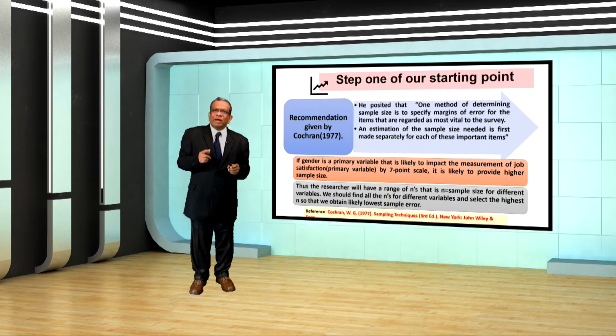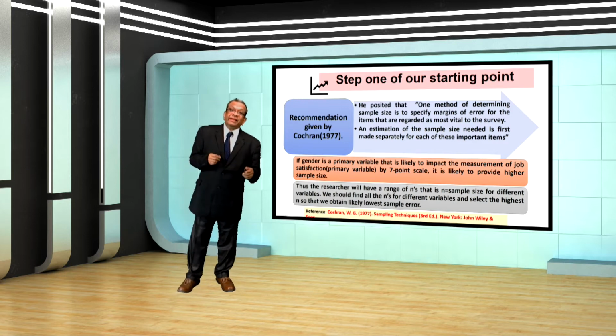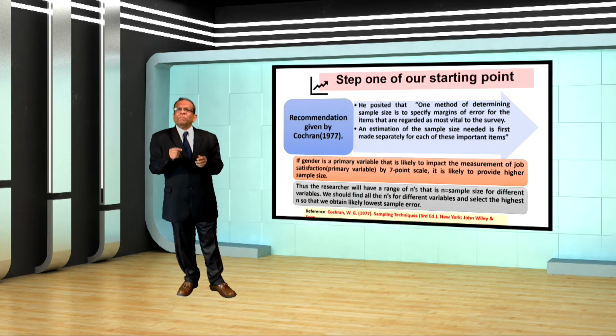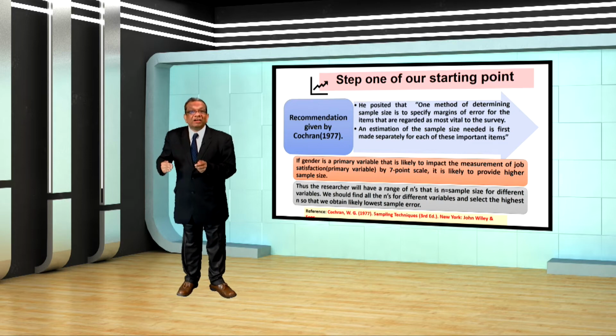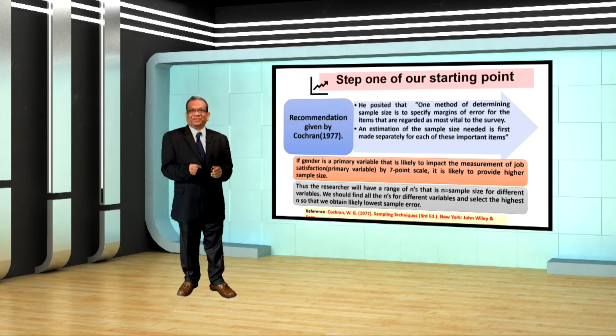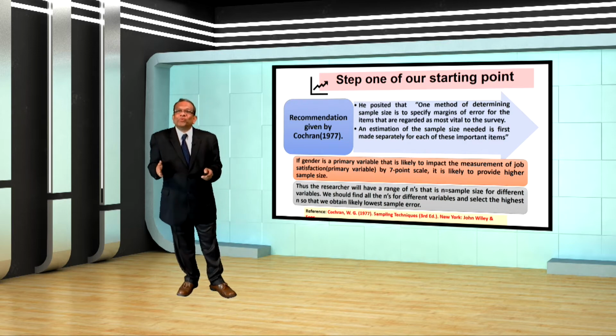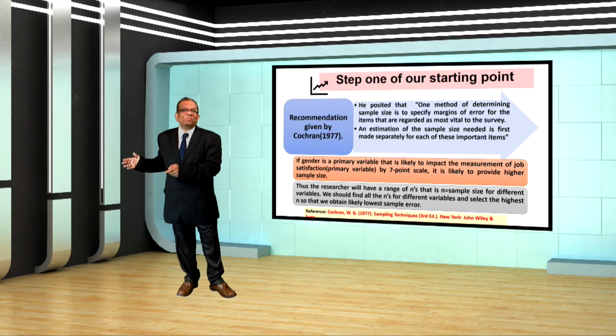Now, step 1 of our starting point. We will go through the recommendations given by Cochran in 1977. He is a statistician. He posited that one method of determining the sample size is to specify the margin of error for the items that are regarded as most vital to the survey. Therefore, what are all the variables that are most vital to the survey? They are the primary variables. An estimate of sample size needed is first made separately for each one of these important variables.